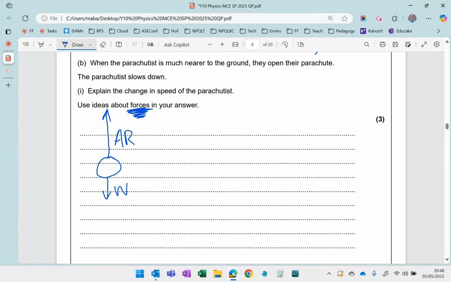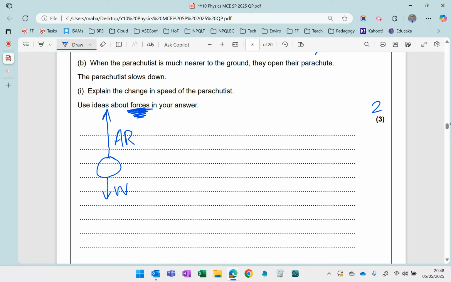Just for drawing that diagram you can get 2 marks out of these 3 marks. Why? Because we've named the forces, weight and air resistance, and we've said that the air resistance force is larger than the weight. So 2 marks just for drawing that diagram.